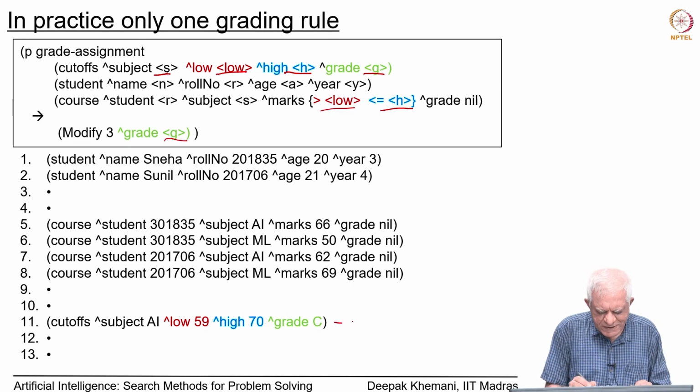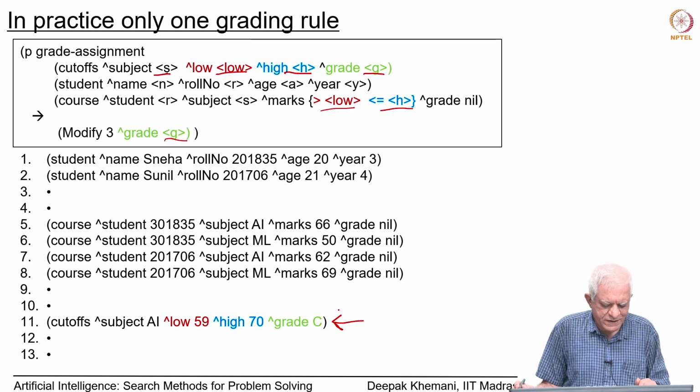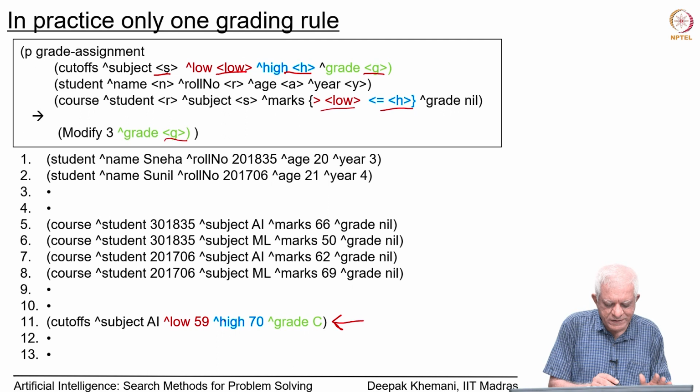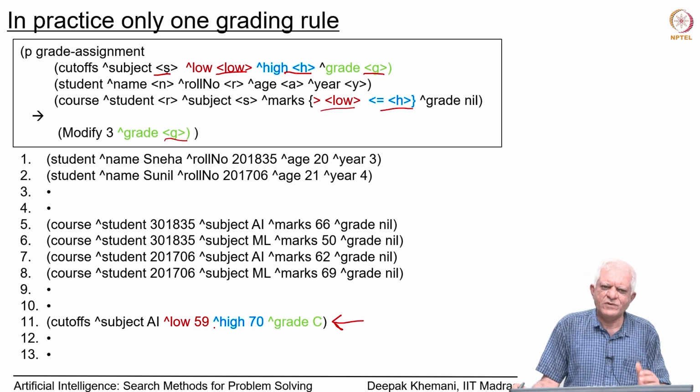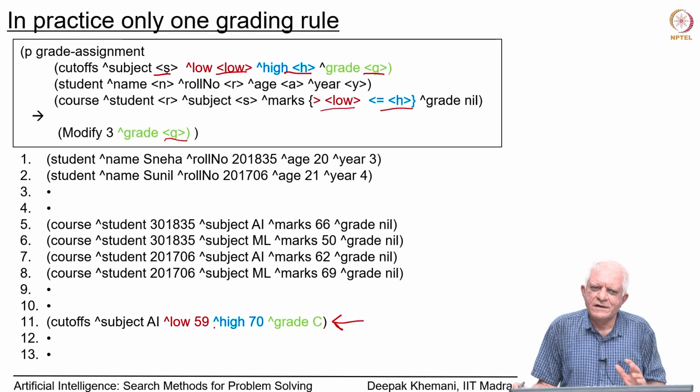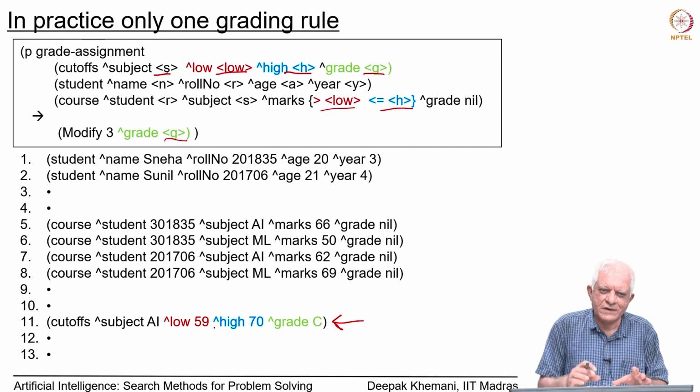So, essentially somehow these kind of working memory elements need to be added to the working memory. So, for example, if I were teaching AI, I would say okay, for C grade my range is between 59 and 70, for B grade my range is so on and so forth, and so every instructor would specify these ranges. You can imagine that you can build a software system whereby the instructor says okay, this is my course, these are my cutoffs, and here I am uploading the list of marks and do the grading for me automatically.